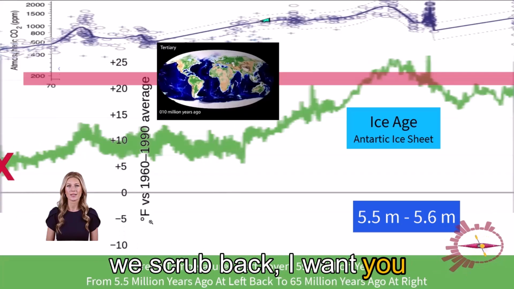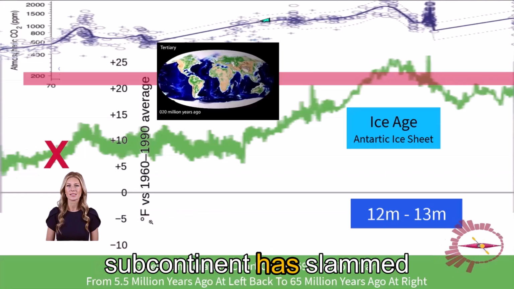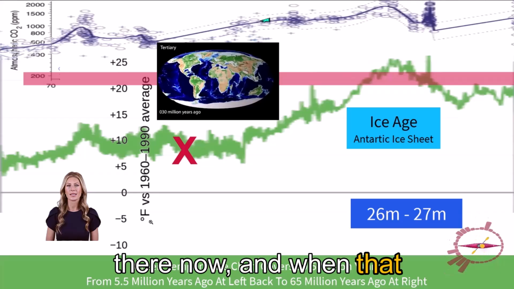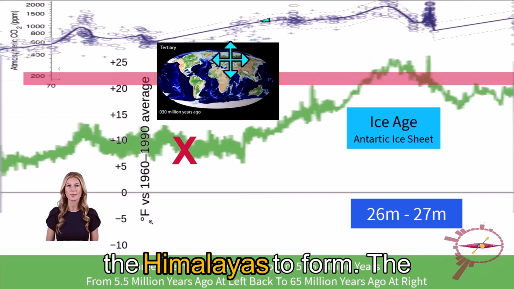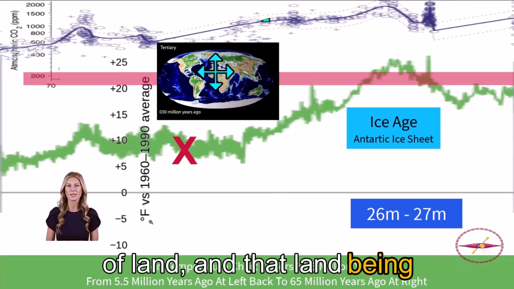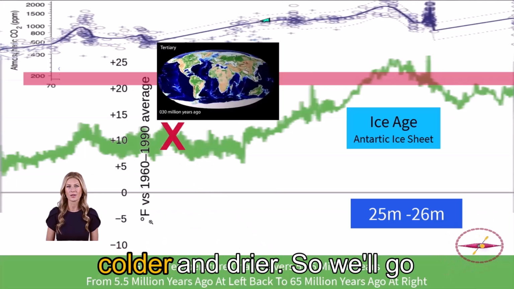Again, if we scrub back, I want you to keep an eye on India. You'll see that the India subcontinent has slammed into Asia. There we go. It's there now. And when that happened, that also caused the Himalayas to form. The Himalayas pushed up a lot of land, and that land being pushed up also is having a dramatic effect on our current climate. It makes it colder and drier.